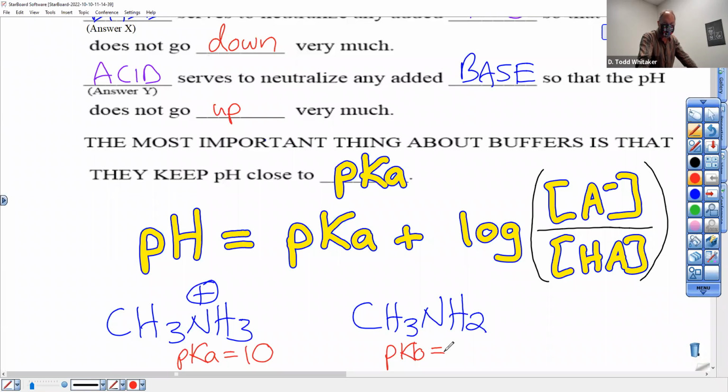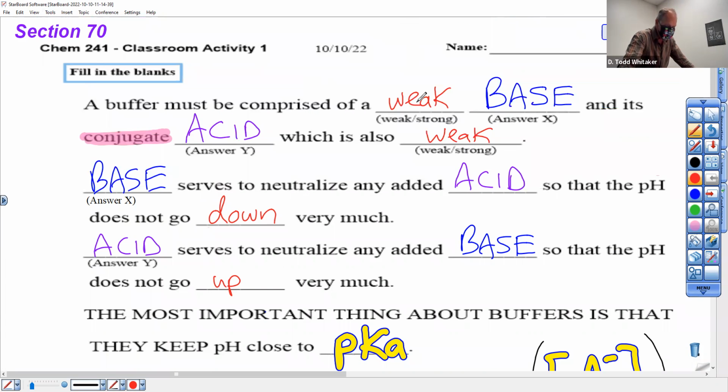You should be able to figure it out for me based on what we were doing last week. It's 4, that's right. Strong or weak? Weak. Weak base, acid, strong or weak? The methylammonium ion on the left. It's weak? Yes, it fits what's on top of the screen. You have to have weak of each.